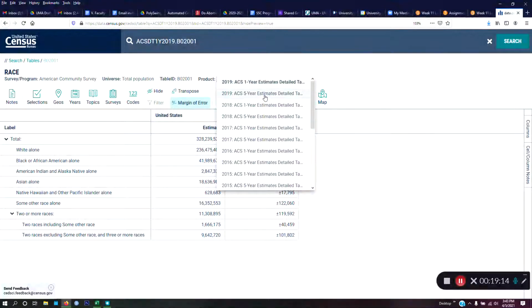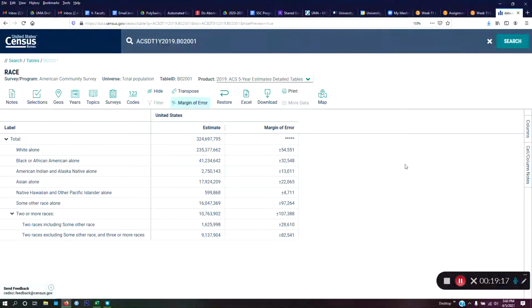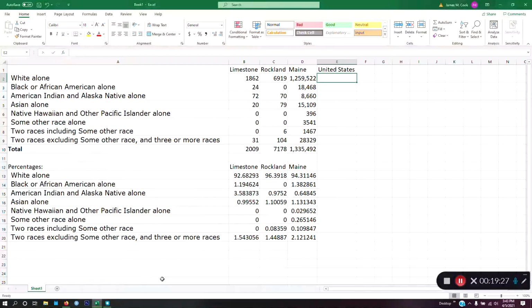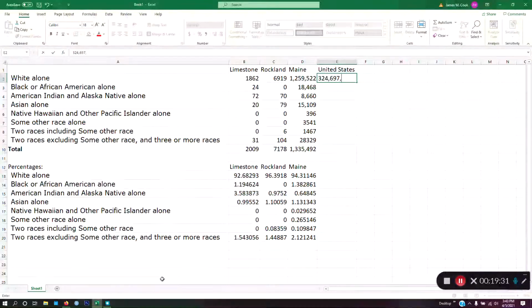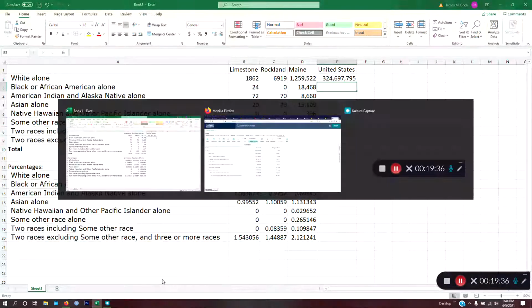To be parallel across all processes, I want you to use 5-year estimates for everyone. And we note that this is an estimate using the 5-year estimates for the United States. Now we've got that information. All we have to do is enter that. Now, 324,697,795 people. It's a lot more than the state of Maine.